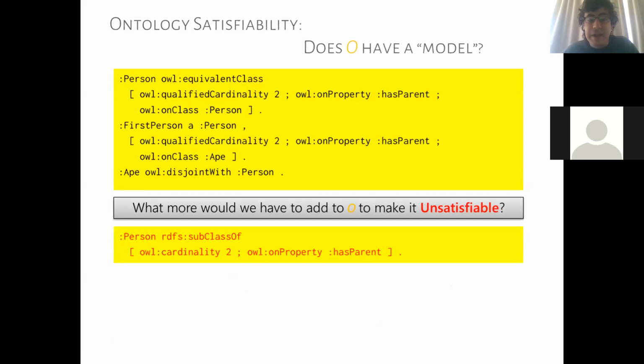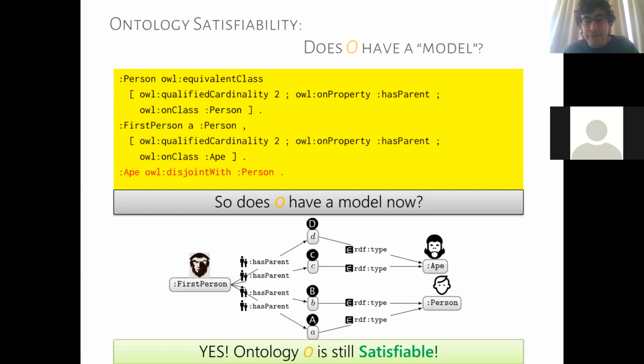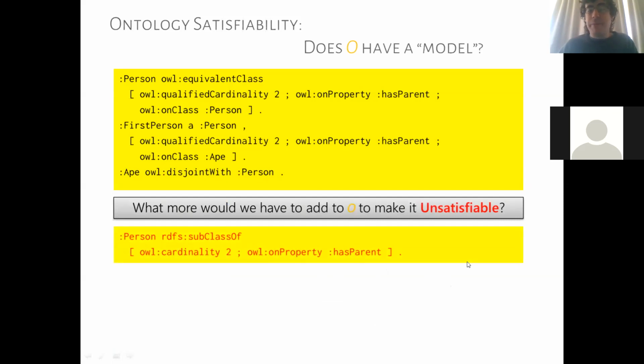One thing would be to say that people have at most two parents. In that case, we rule out this trick here. So now first person has to have two parents that are people and two parents that are apes, and apes are disjoint with people. So you can think about how to maybe find another trick, but you'll probably convince yourself that it's not possible if first person is only allowed to have two parents, and the parents can't be both person and ape at the same time.